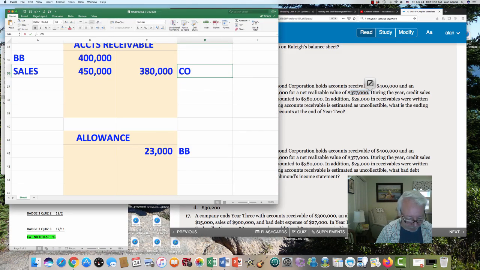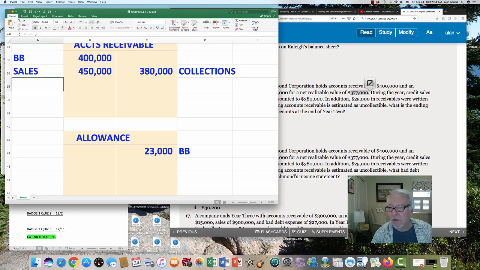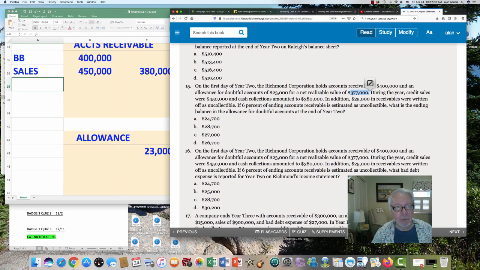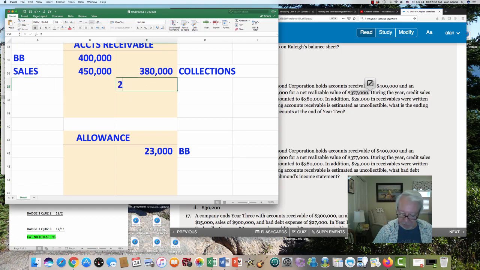Collections decrease our receivables, 380. And I'll put here collections. So that's your beginning balance. That's how much you added. That's how much you take away. What else happened? We wrote off receivables of $25,000.